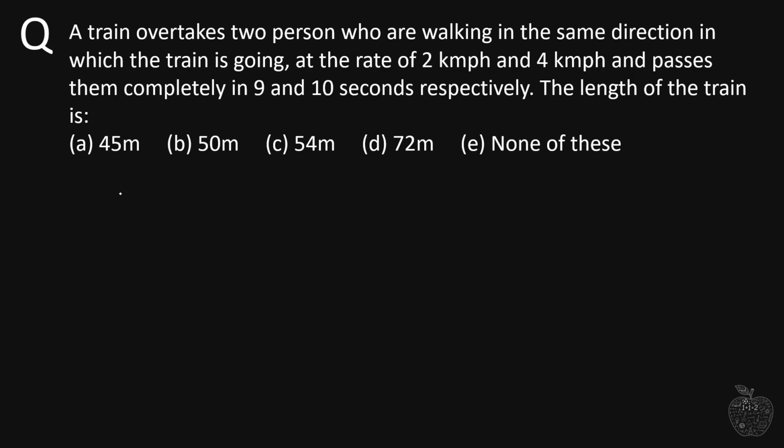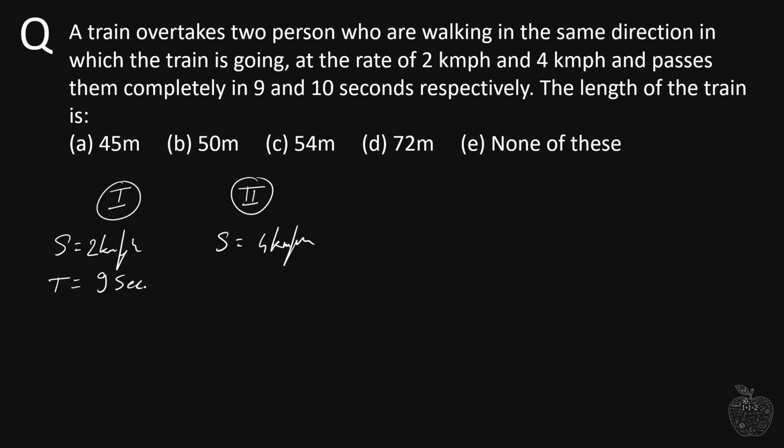Okay, so we are given that there are two persons and they are moving at the speed of 2 and 4 kilometers per hour respectively. Speed of first person is 2 kilometers per hour and second person moves at 4 kilometers per hour. And the train passes them completely in 9 and 10 seconds respectively. So we are given the times as well, which is 9 seconds and 10 seconds. The length of the train is what?